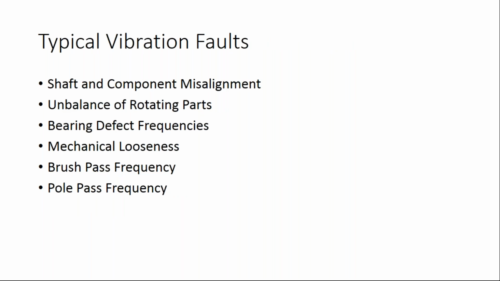Okay, typical vibration faults: misalignment, unbalance, bearing defect frequencies, mechanical looseness. In this machine, because there are brushes, you get something called a brush pass frequency, which is typically twice the rotating speed of the shaft. Then you get the pole pass frequency, which, depending on the number of poles in your machine, you multiply by the shaft speed.